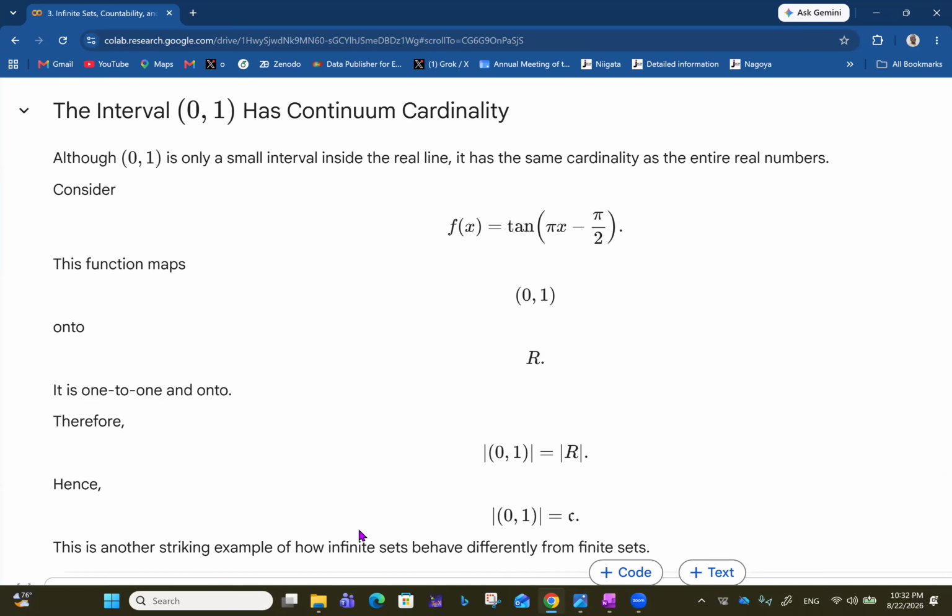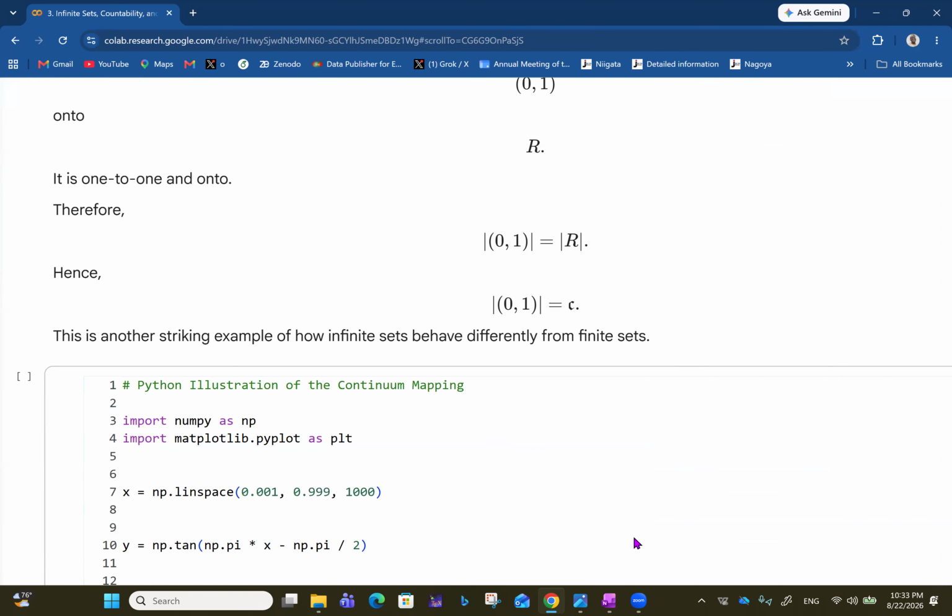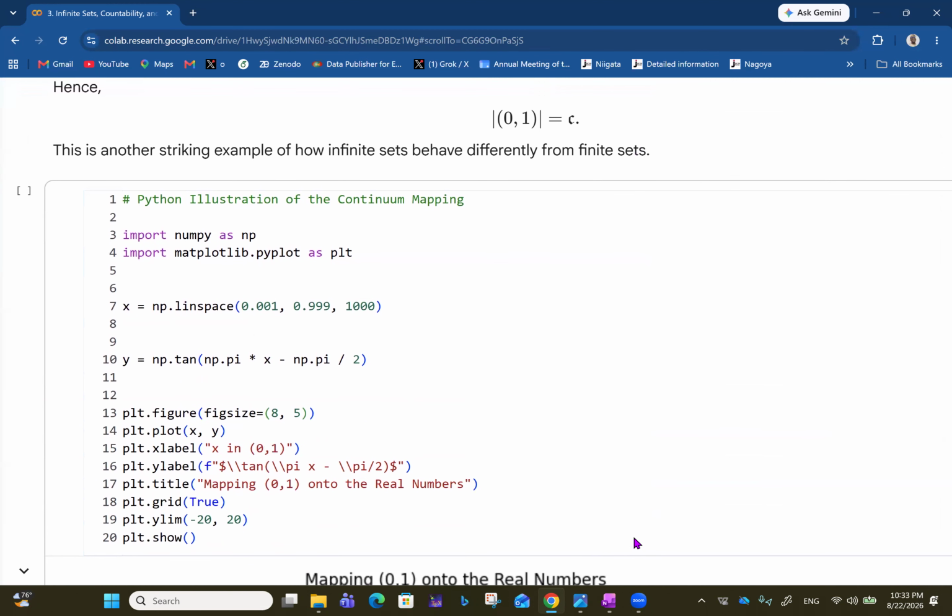This is another striking example of how infinite sets behave differently from finite sets. The open interval (0, 1) is a very tiny range, but it has the same cardinality as the whole real number line. So now, a Python illustration of the continuum mapping.